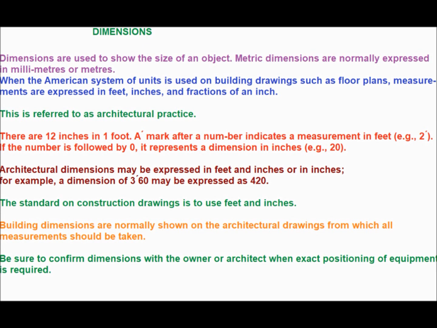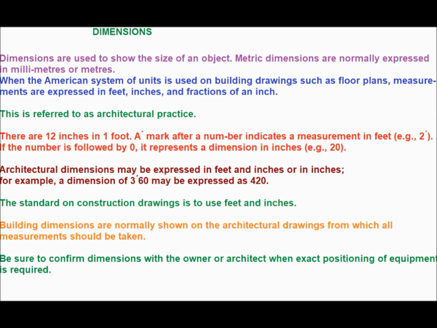Dimensions. Dimensions are used to show the size of an object. Metric dimensions are normally expressed in millimeters or meters. When the American system of units is used on building drawings such as floor plans, measurements are expressed in feet, inches, and fractions of an inch. This is referred to as architectural practice.